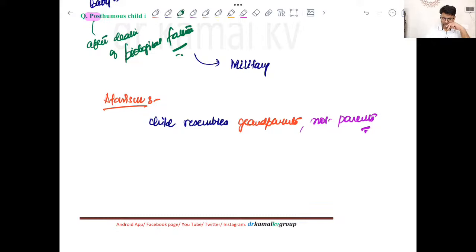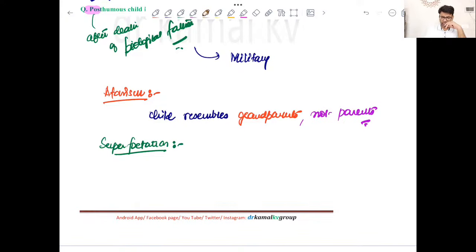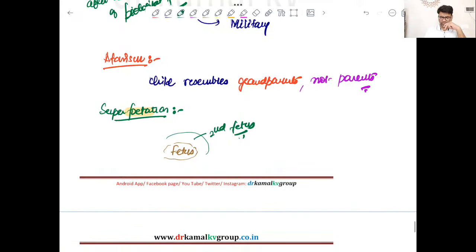Then there is another word, superfetation. So these are a few definitions which you should know, and many times you have seen the questions are coming from these straightforward definitions. Now what is this superfetation? If you see, there is the word fetus here. So it means there is already one fetus in the uterus, and on top of that, there is another fetus which is now developing. So this is known as, very good, superfetation.